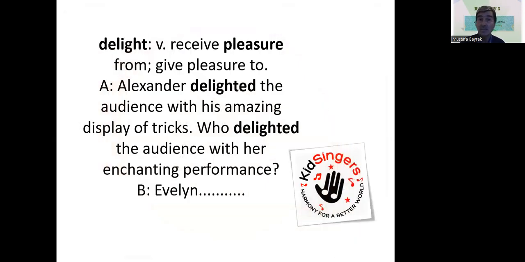Delight as a verb and noun. Shall I write noun? Okay, yes, I think it's saying is enough. Delight is both verb and noun. As a verb, receive pleasure from, give pleasure to.